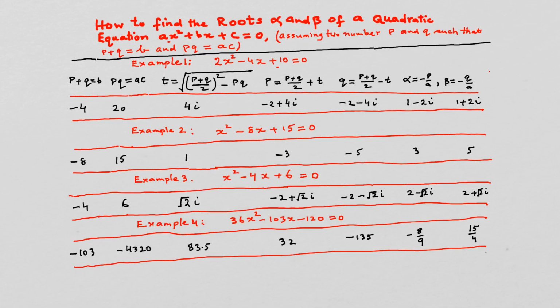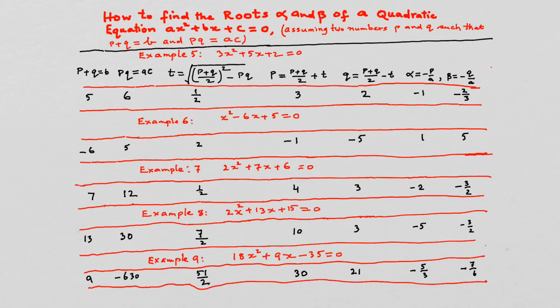You may have noticed that some of these examples have imaginary solutions, and some others have real values for alpha and beta.